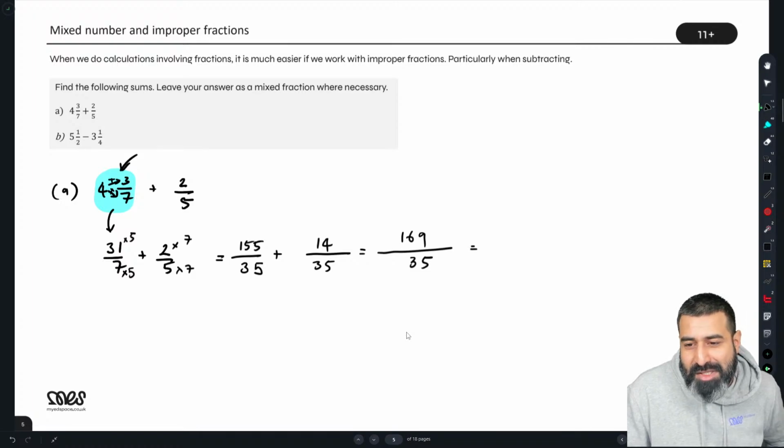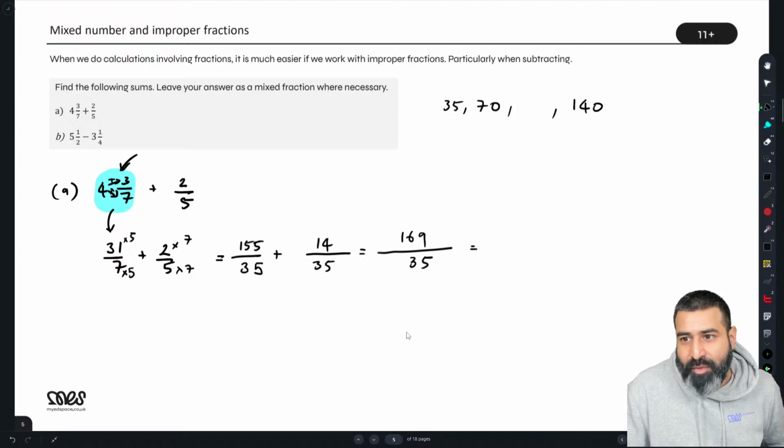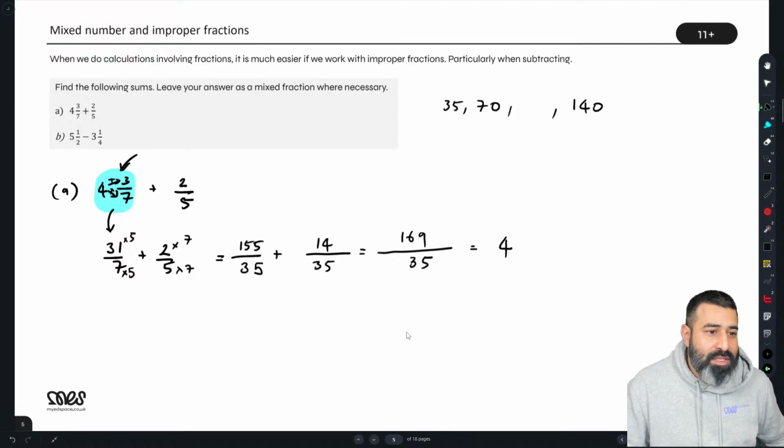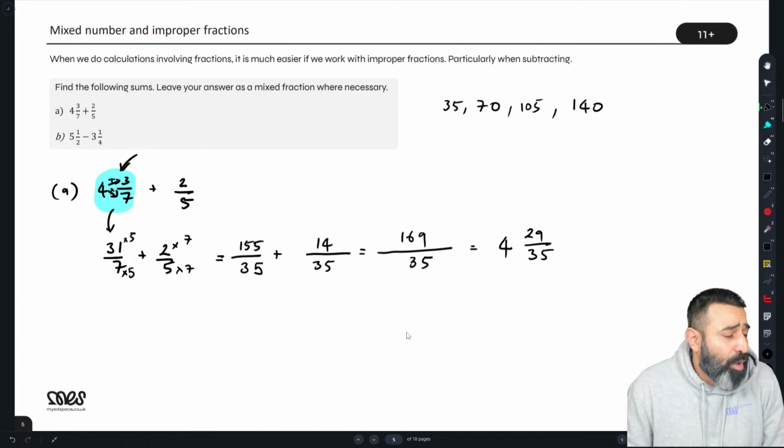So how many times does 35 go into 169? 35, 70. Then what? You can miss the third one. The fourth one's going to be 140. So it's going to be 4 times. And then what? It's going to be 105, right? Anyway, the remainder is going to be 29, and I keep my denominator the same, which is 35, and Bob is your uncle.